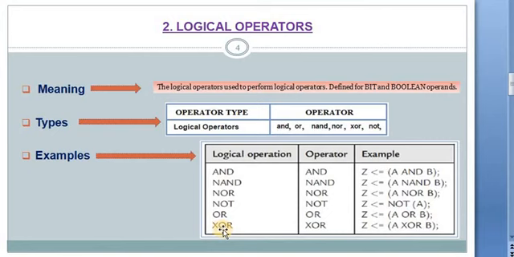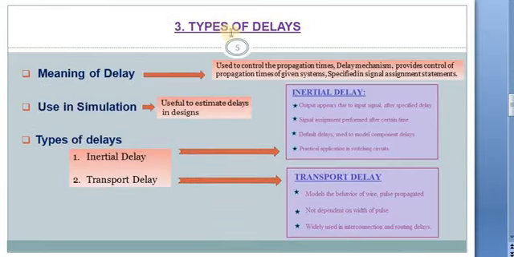And for the XOR gate logic, the code is Z is assigned the value A XOR B. So in this way, the logical operators are applied in the VHDL codes. I hope you have now a thorough understanding of this topic of logical operators. Now let's move to the next slide for the study of types of delays.